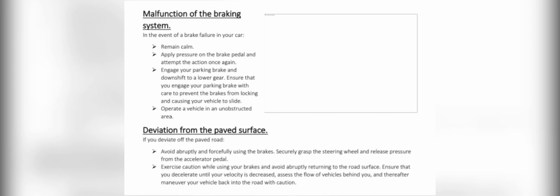Deviation from the paved surface. If you deviate off the paved road, avoid abruptly and forcefully using the brakes. Securely grasp the steering wheel and release pressure from the accelerator pedal. Exercise caution while using your brakes and avoid abruptly returning to the road surface. Ensure that you decelerate until your velocity is decreased, assess the flow of vehicles behind you, and thereafter maneuver your vehicle back into the road with caution.